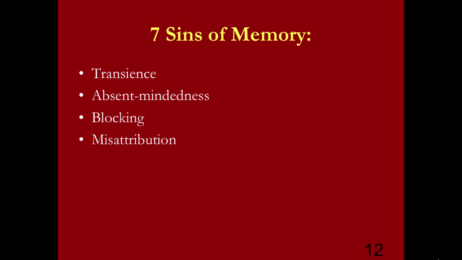The fourth sin of memory is misattribution. This is when you have a memory, but you attribute it to the wrong source. For example, you may have thought you read a story on BuzzFeed, but in fact it was one of your friends who told you the story.